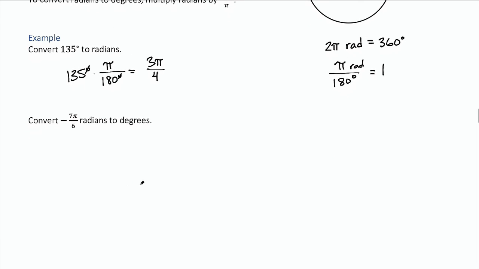We can also convert from radians to degrees. So convert negative 7 pi over 6 radians to degrees. To convert from radians to degrees, we're going to multiply by 180 degrees divided by pi radians. And then we just need to simplify this. Notice that the pi's will cancel, which is nice. 180 divided by 6 is 30. And so we get negative 7 times 30, which is negative 210 degrees.